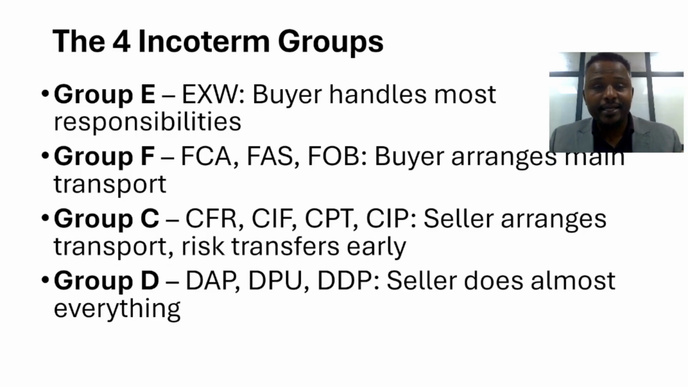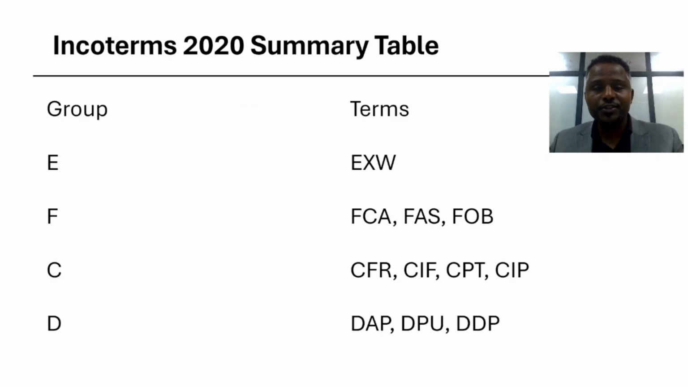For example, in EXW, the buyer handles most of the jobs of the international transaction. When it comes to D, the seller does almost everything. So it simply shows us the degree of division of labor between the buyer and the seller. This table simply shows the summary of what we discussed in the previous slide. You can see that there are 11 Incoterms in international trade.